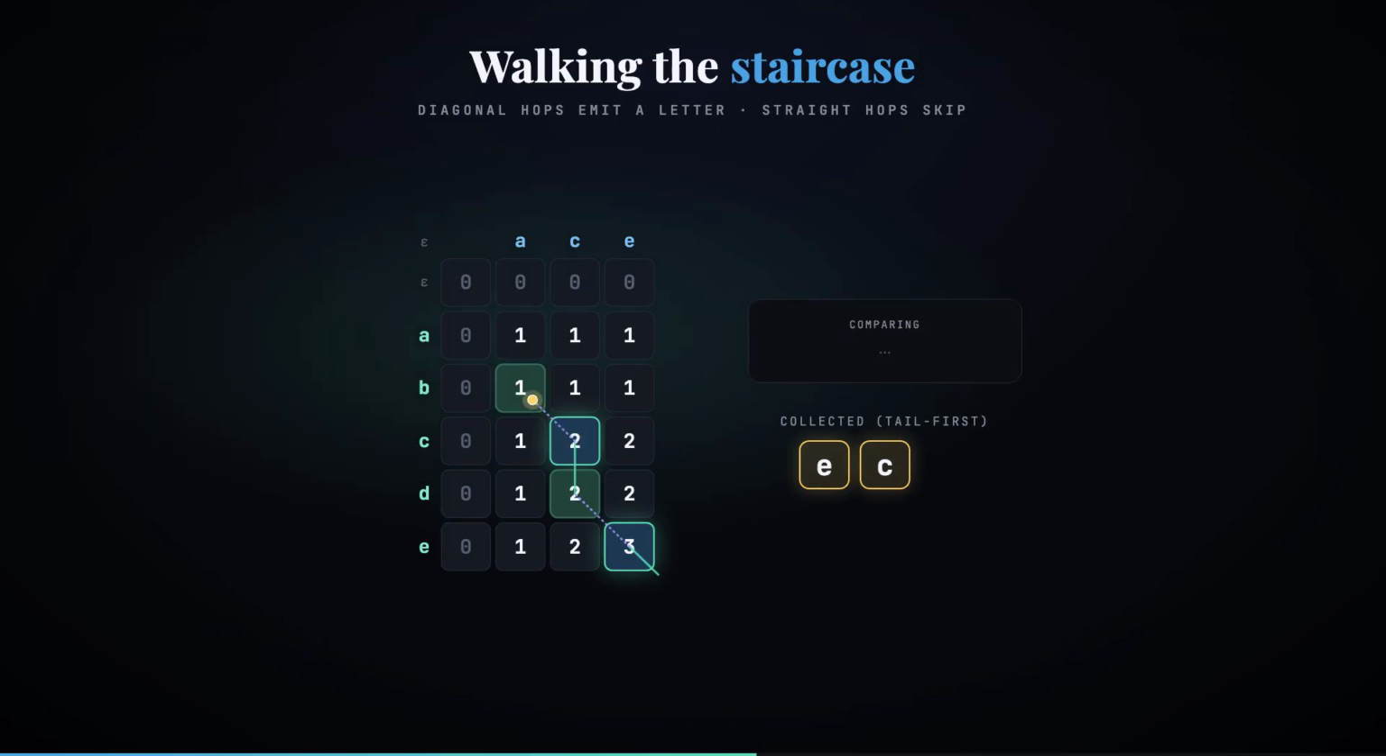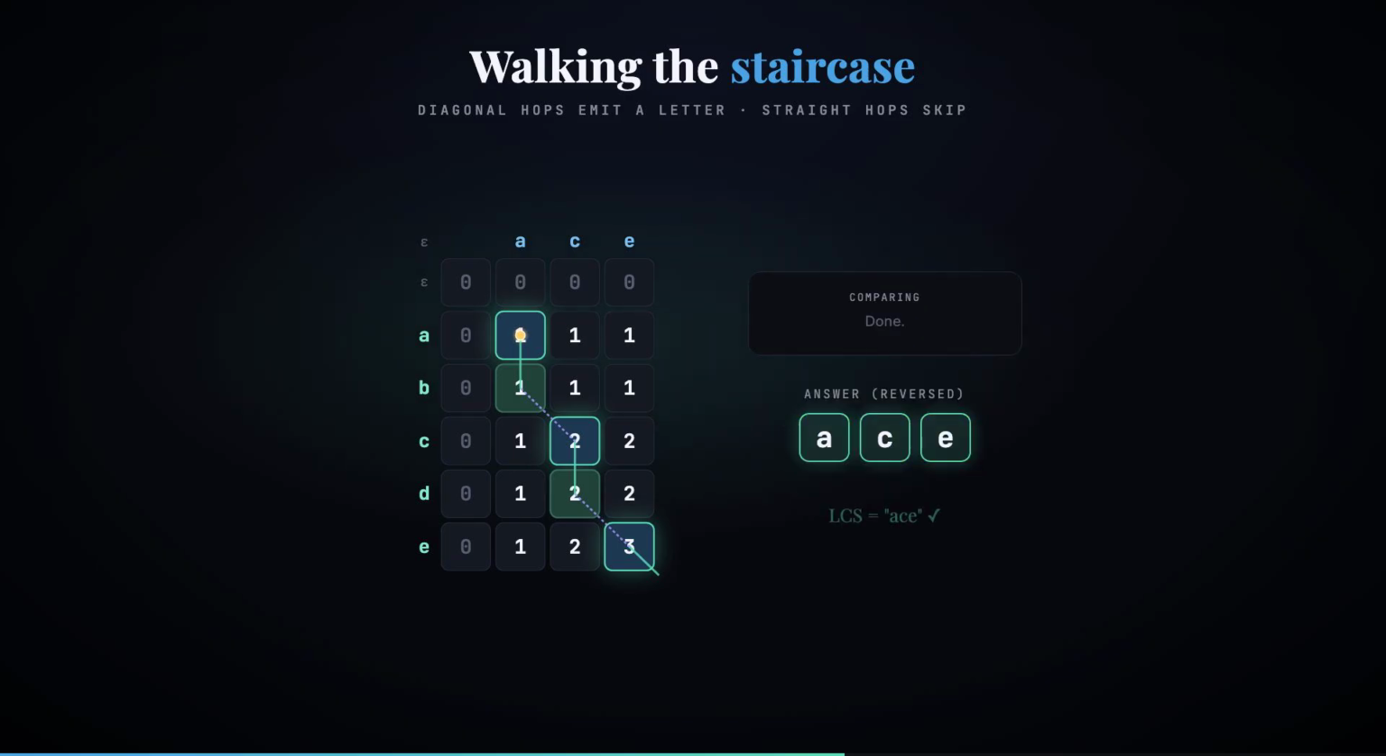B versus A, mismatch. The larger neighbor sends us up once more. And finally, A versus A, a match. A joins the answer and we reach the edge. We collected E, then C, then A. Reverse it, and we get ACE. The staircase has revealed the answer.